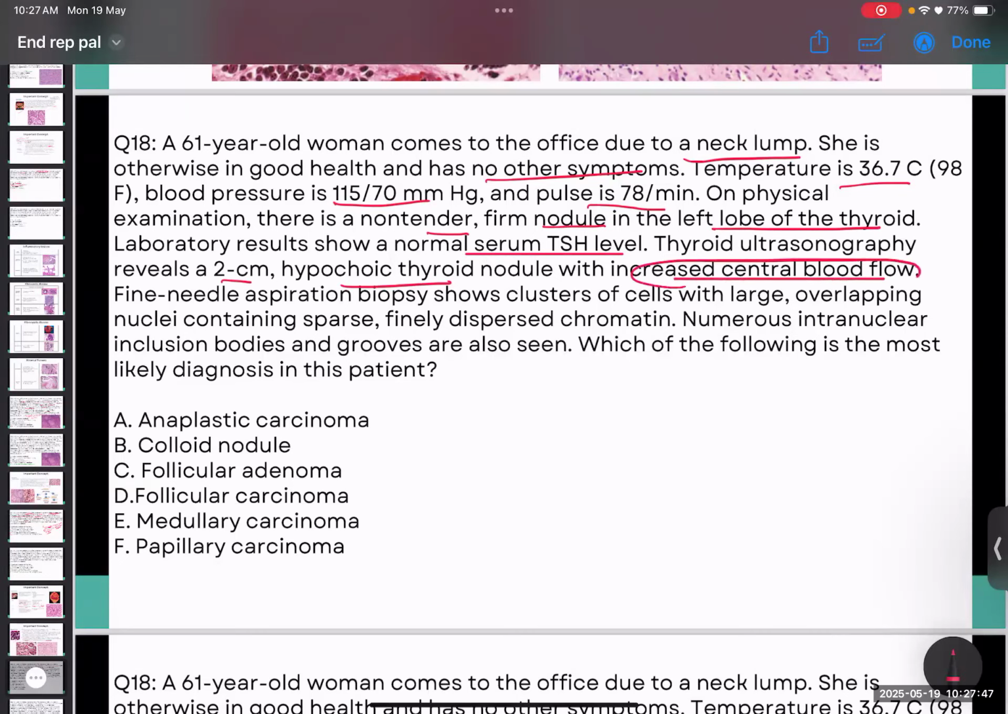So whenever you see increased central blood flow or increased blood flow to any region, that likely indicates that the region is hypermetabolic. And usually regions which are hypermetabolic have a likely potential to become cancer cells. So increased central blood flow could indicate that the patient has cancer. FNA shows large overlapping nuclei containing finely dispersed chromatin. Numerous intranuclear inclusion bodies and grooves are seen. So just based off this, I know this is papillary carcinoma because I know that there are intranuclear inclusions seen in papillary carcinoma. So the answer is going to be F.